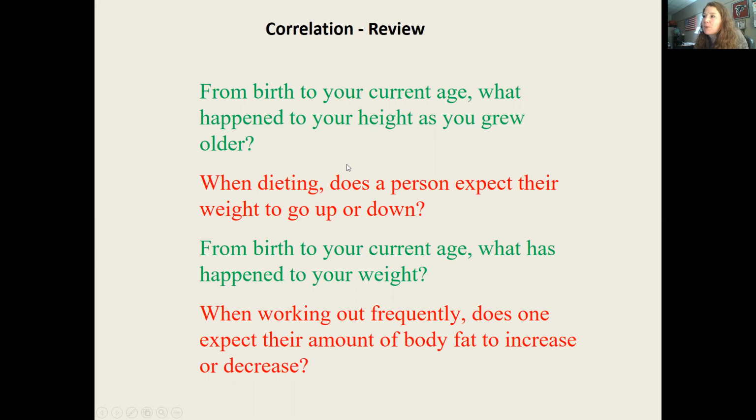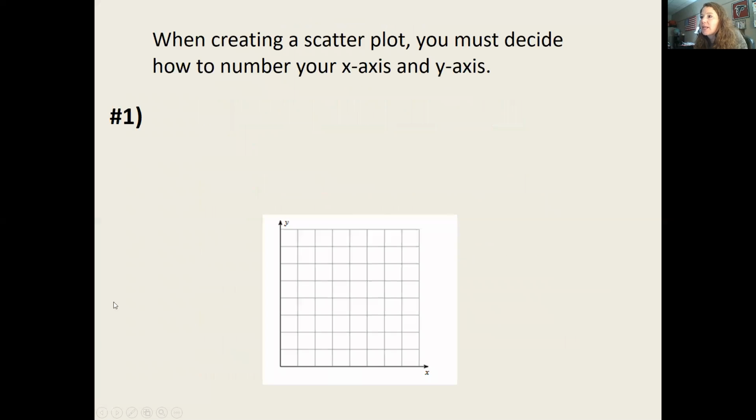When dieting, does a person expect their weight to go up or down? So as the amount of time spent decreases. So we've already kind of talked about these, right? So the third one would be increase, positive correlation. And the fourth one would be decrease, negative correlation.